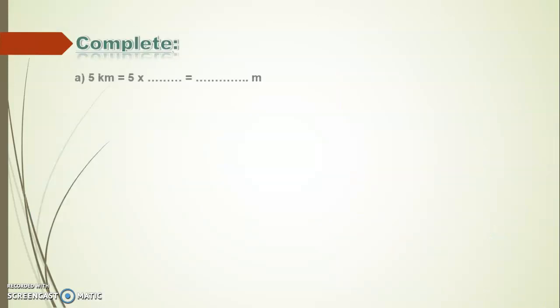Complete. Number A: 5 kilometers equals 5 times dots equals dots meters. To convert from kilometer to meter, we multiply by 1000. So 5 times 1000, it will be 5000 meters.